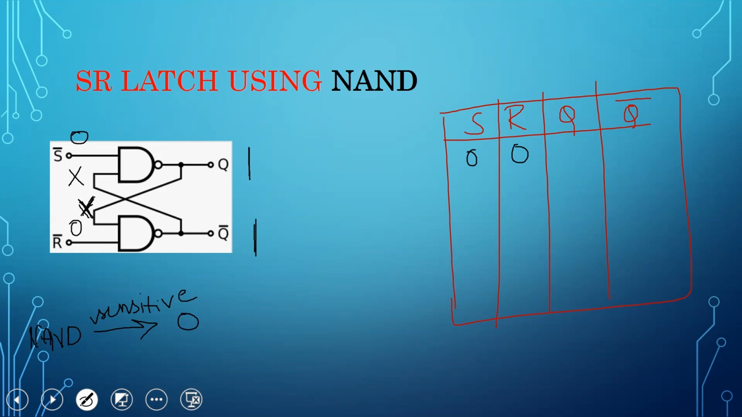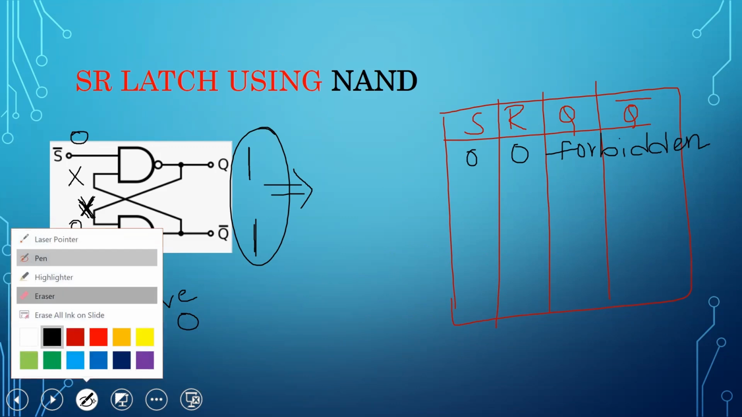What are the outputs of Q and Q bar? Both 1. But is it a valid case? No, it's not a valid case because Q and Q bar are always complements of each other. So when S is 0 and R is 0 in an SR latch built using NAND gates, this state is known as the forbidden state. Okay, now let me erase this.